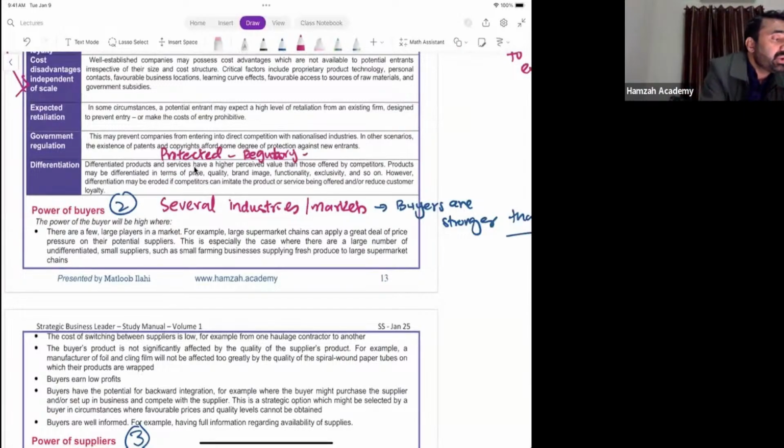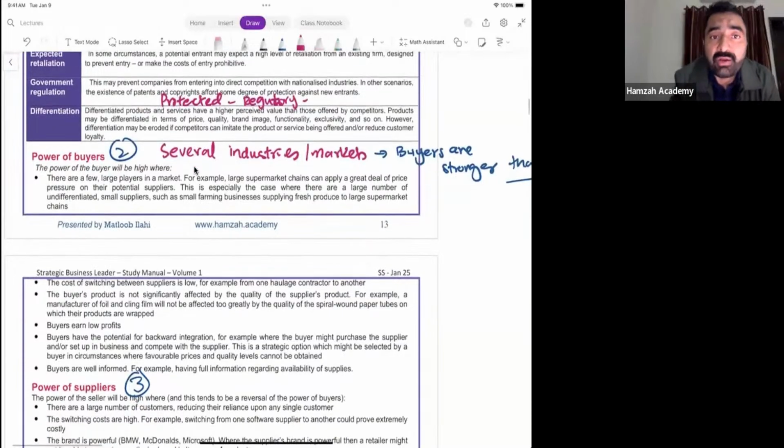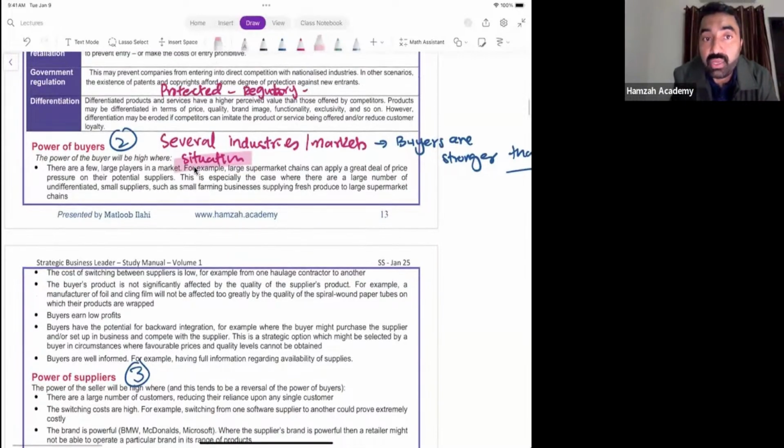So this is one way. Let's quickly look at the situations where the power of buyers would be high. Number one, buyers are few and they are large players. For example, supermarket chains can apply a great deal of price pressure. Number two, the cost of switching.